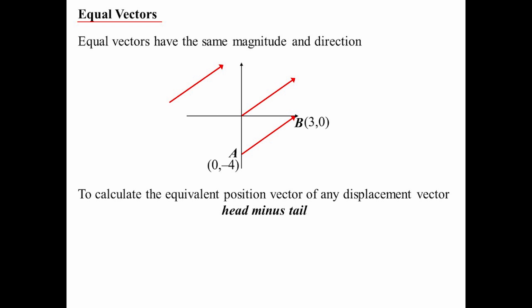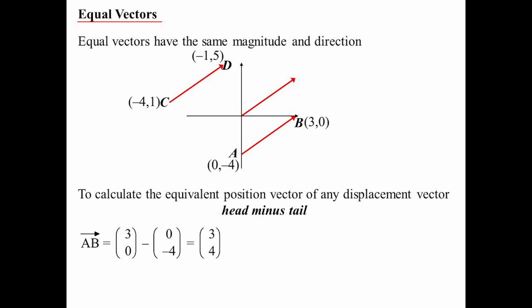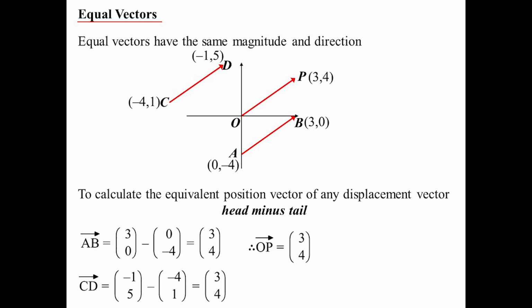So if we knew that this vector AB started at (0, -4) and finishes at (3, 0), we could work out where the others are. Now AB, another way of saying that, is I could say, well, it's (3, 0) minus (0, -4), head minus tail, and that now tells me the position vector, (3, 4). CD, maybe this one, maybe C's at (-4, 1) and D's at (-1, 5), but again, the head minus tail would give me (3, 4). So it doesn't matter where the vector is. If I go head minus tail, I'll get that position vector of (3, 4).